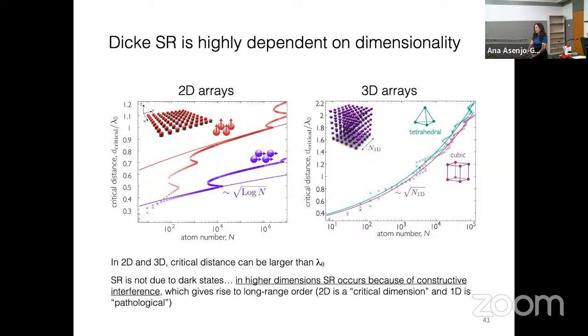So if we would live in a world where there is no destructive interference, which is not possible, but if we would, there would not be Dicke superradiance in 1D. It would be forbidden, just like there is no phase transition of the Ising model in 1D. It's not robust.